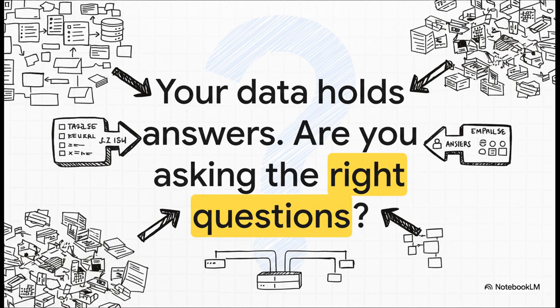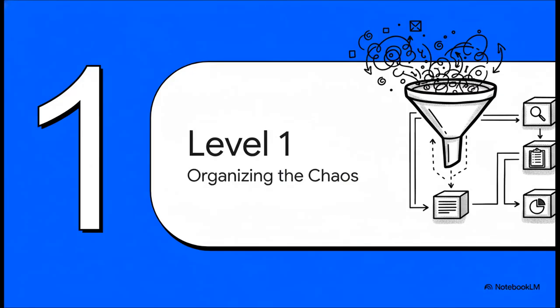Okay, so let's just dive right into the core challenge here. You've got these massive raw data sets, right? Huge list of employees, sales, orders, the whole shebang. The answers you need are buried in there, but getting them out takes more than just a simple select star. You have to ask the right questions. And to do that, well, we first need to give our data some structure. And that brings us to level 1, organizing the chaos.